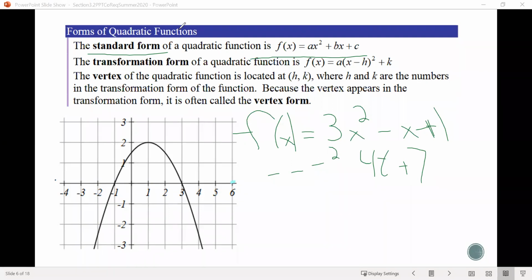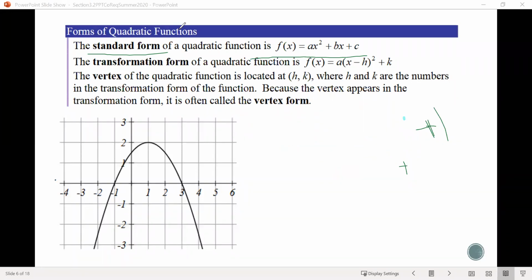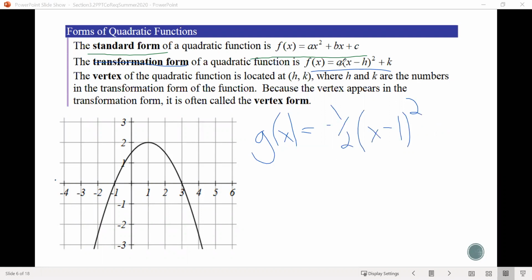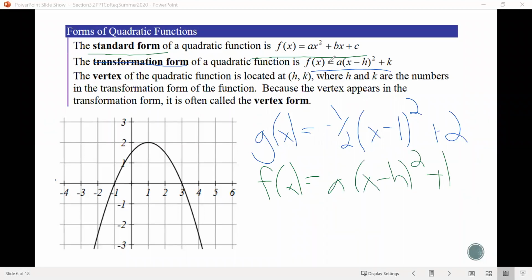Okay, the next one is transformation form, which is actually what we were just looking at. So one that we can read the transformations off very quickly to figure out what is going on with the function. So the general form there is f of x equals a times x minus h squared plus k. And if we connect that to the one we just did, g of x equals negative 1/2 times x minus 1 squared plus 2. Notice right below that I can write this f of x equals a times x minus h squared plus k form.